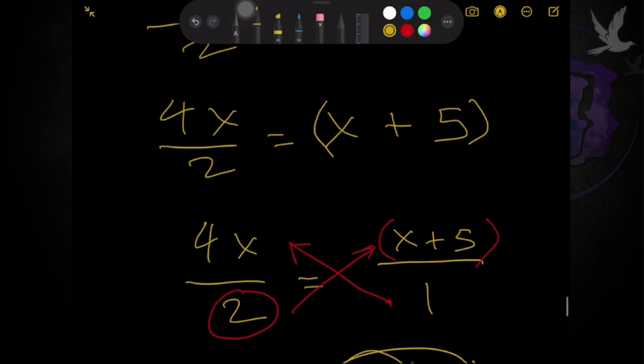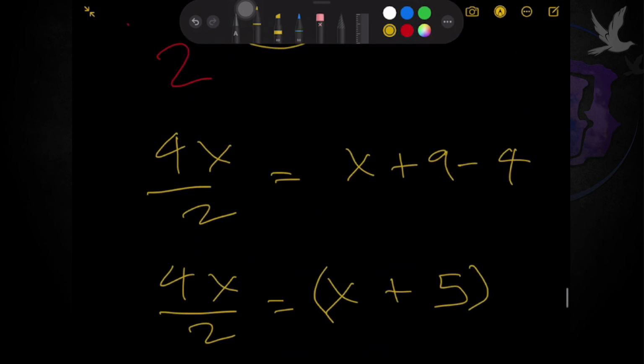Panoorin nyo lang ulit. No problem ito. Just watch this part. Just follow the process kasi yung binibigay kong example sa inyo is according to this example that I'm giving you. What I meant is yung binibigay ko sa inyo diyan sa quiz ninyo, yun din yung nandito. Okay? So that's basically it for today.